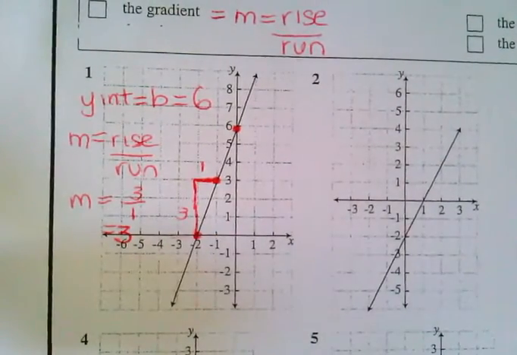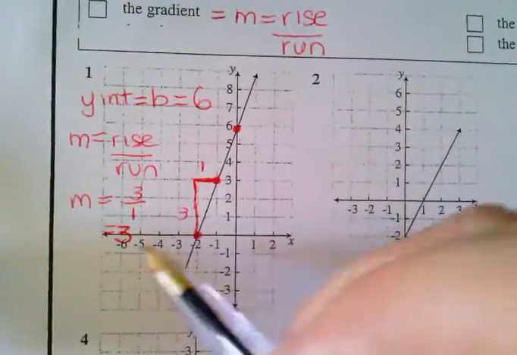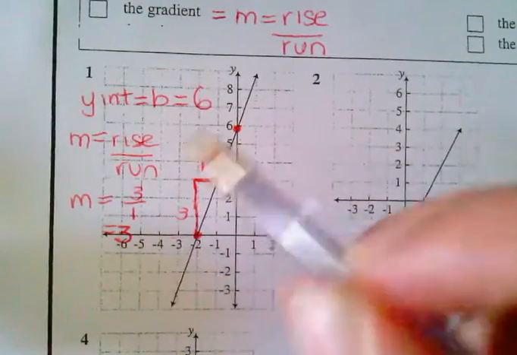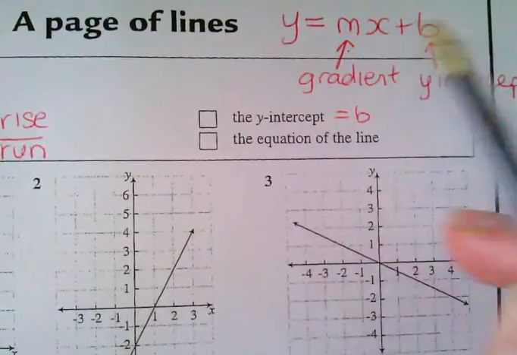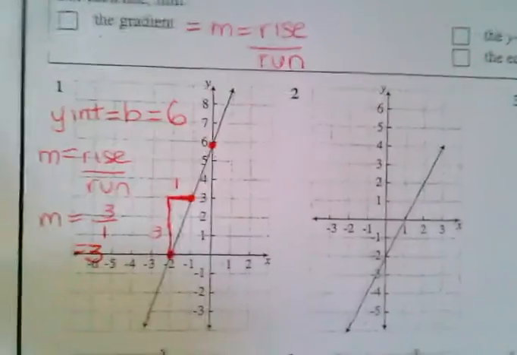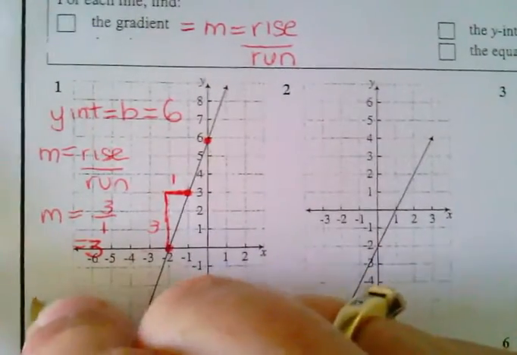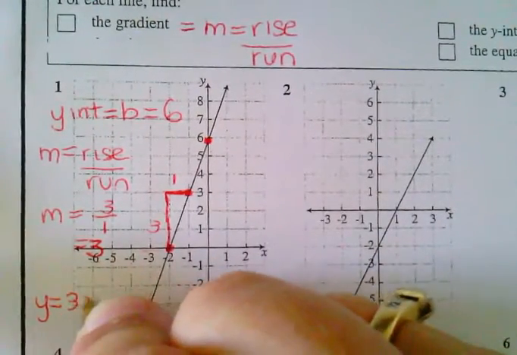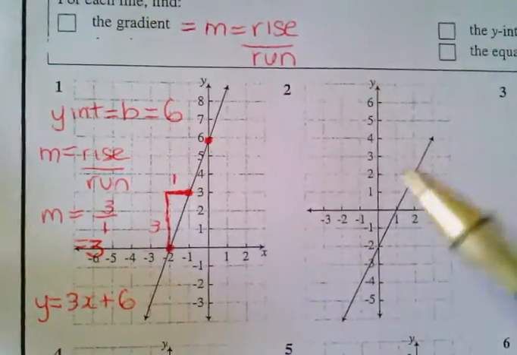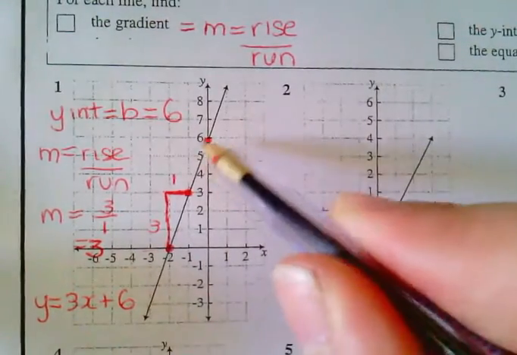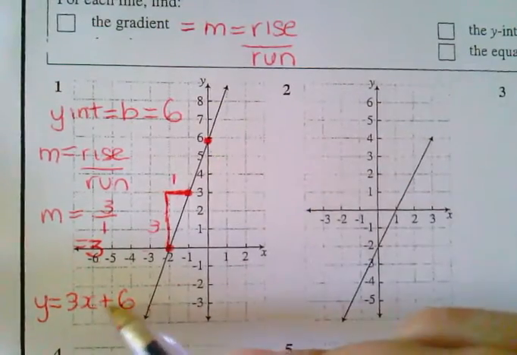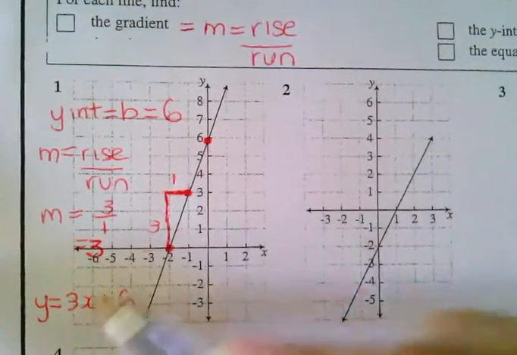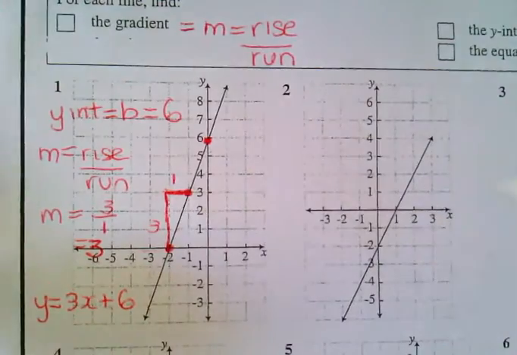So therefore, for the equation of this line, my m, my gradient, is 3, and my b, my y-intercept, is 6. So I replace the m with a 3 and the b with a 6. So therefore, the equation of this line is y equals 3x plus 6. Now we know that where the graph cuts the y-axis, that's your constant term, plus 6. And here we're looking at the gradient of the line.